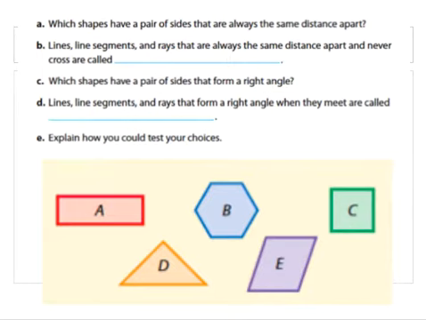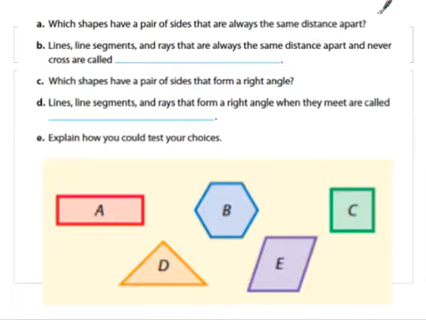In order to answer or solve the problem from the previous slide, let's go ahead and answer some questions. So A, which shapes have a pair of sides that are always the same distance apart? Well, we've learned some vocabulary that is a word that means exactly lines or sides that are always the same distance apart. That means lines that are never, ever going to cross each other.